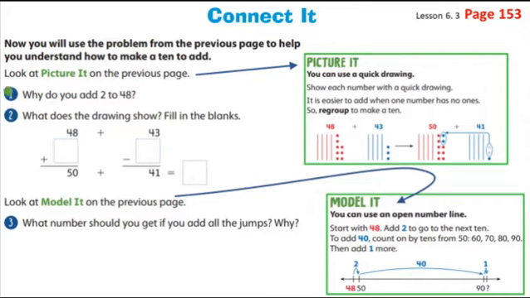So number 1, why do you add 2 to 48? Well, we want to make a 10, right? That's down here. So what does that drawing show? Well, we have 48 plus 2, and that equals 50. Remember here, there's 1, 2, 3, 4 10 rods, and then there's 8 dots. We took 2 from over here and made a 50. So there's that 50.